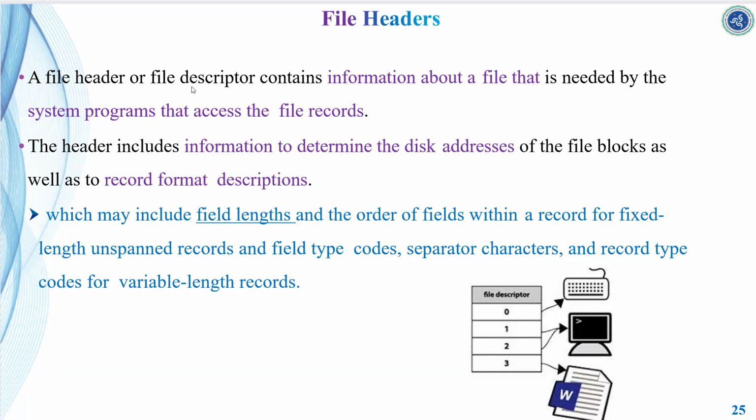Here the file header, or file descriptor, contains information about the file which is needed by the system calls. The header contains the information to determine the disk addresses of the file blocks, as well as the record format descriptions. It also contains the attribute lengths, the order of the attributes within the record of fixed length, spanned records, and the field type codes, etc.